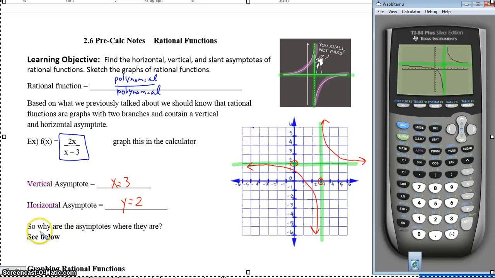But let's answer the question now: how did we end up getting the asymptotes like this? Because the way that I got these when I graphed it was I just looked at the graphing calculator, but there's a reason why they are what they are. And that's what I want to talk about next in the next example here.